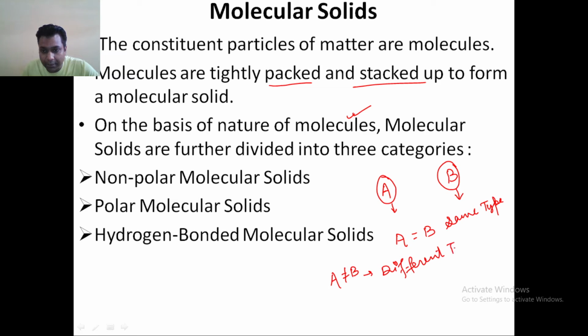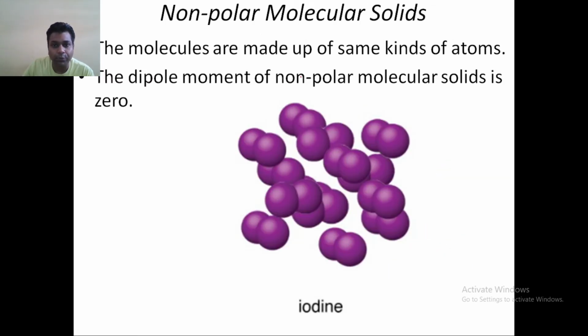Okay, they are different types. Now again, depending upon that, we are classifying the molecular solids. Molecular solids are, first of all, non-polar molecular solids, second, polar molecular solids, and the third one is hydrogen bonded molecular solids. We'll see this one by one, starting with the non-polar.